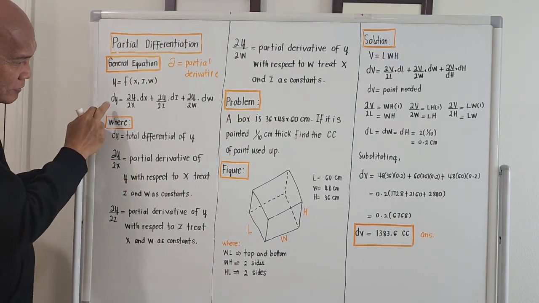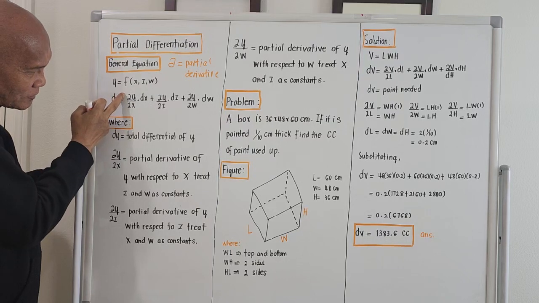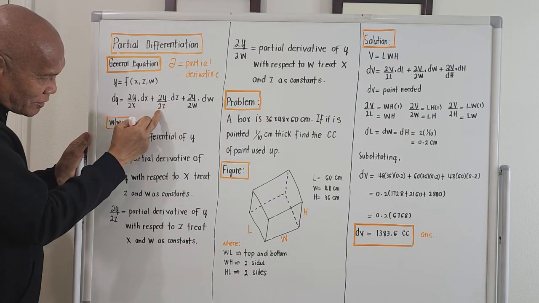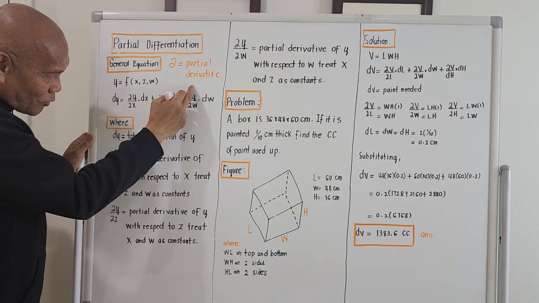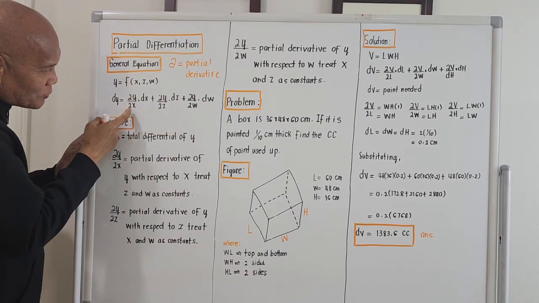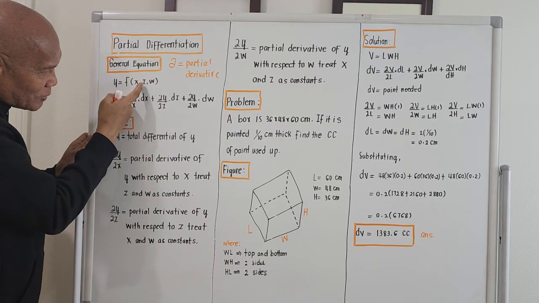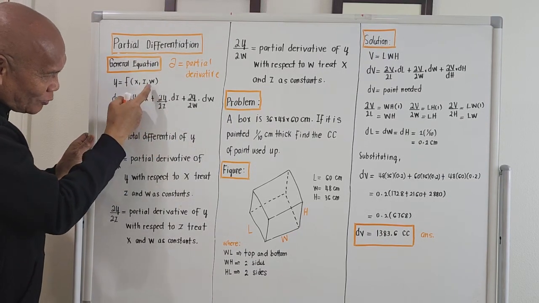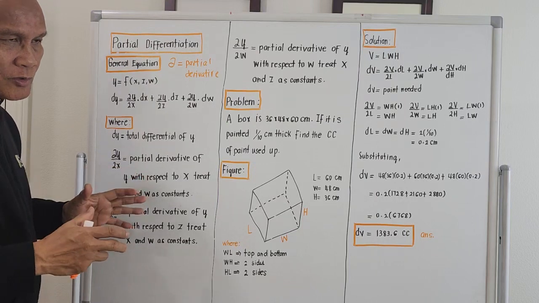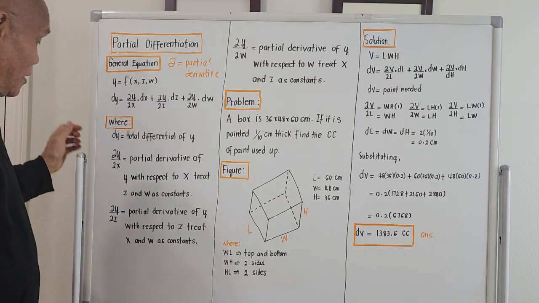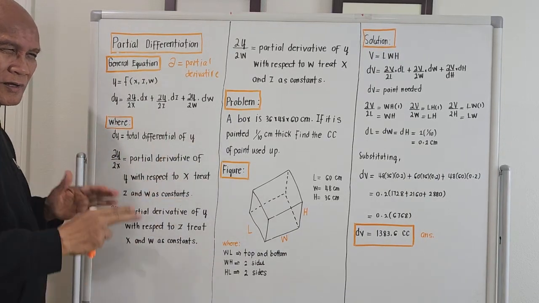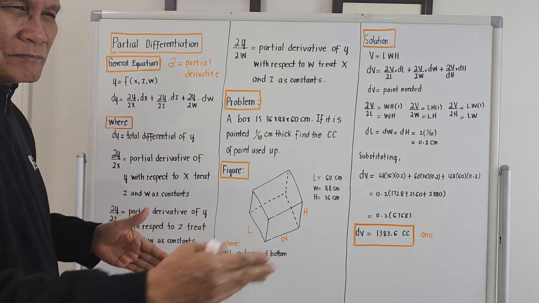Okay, I will repeat it. Total differential y will be the partial derivative of y with respect to x times dx, partial derivative of y with respect to z times dz, partial derivative of y with respect to w times dw. We just follow this. The first one will be with respect to x, the second one will be with respect to z, and the third one will be with respect to w. That's why this is a calculus that involves multi-variable. Where dy is the total differential of y.